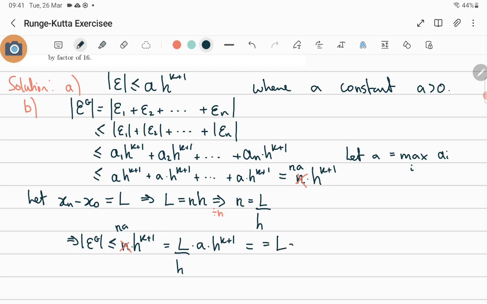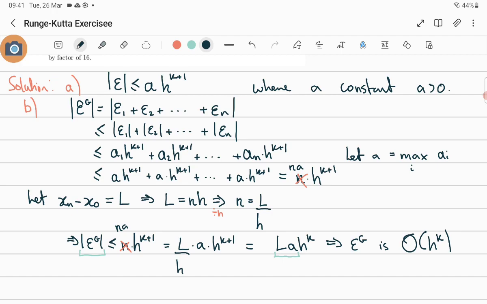So I have L times a times h to the power of k. And if you look at it, you have the absolute value of the global error is less than or equal to some constant times h to the k. That is to say that the global error is order h to the k. Okay, very good.